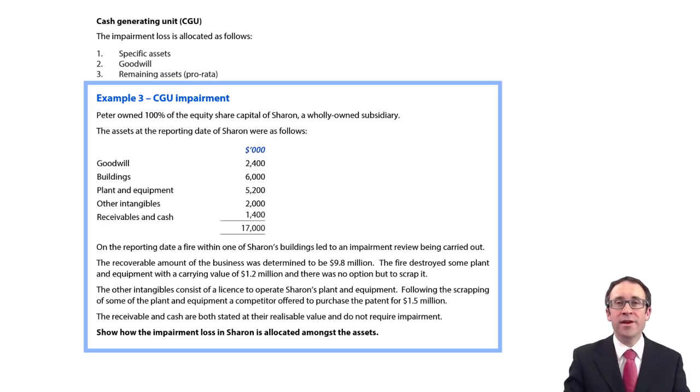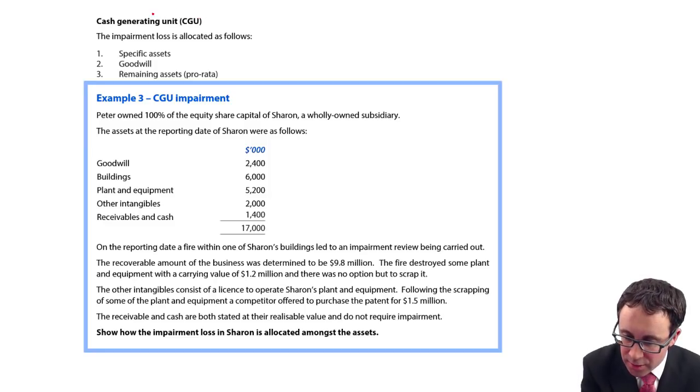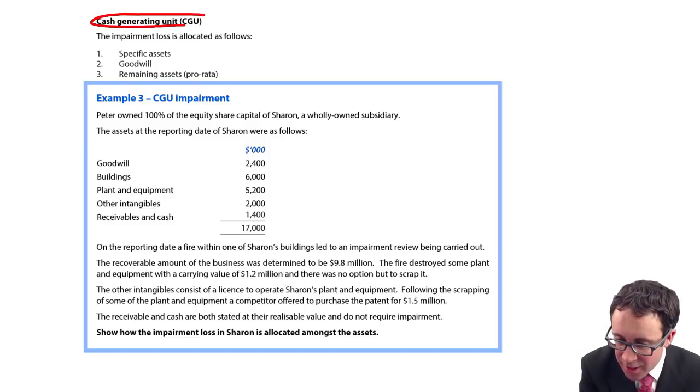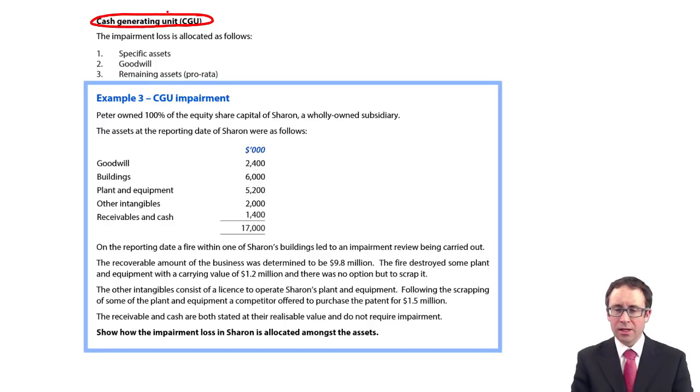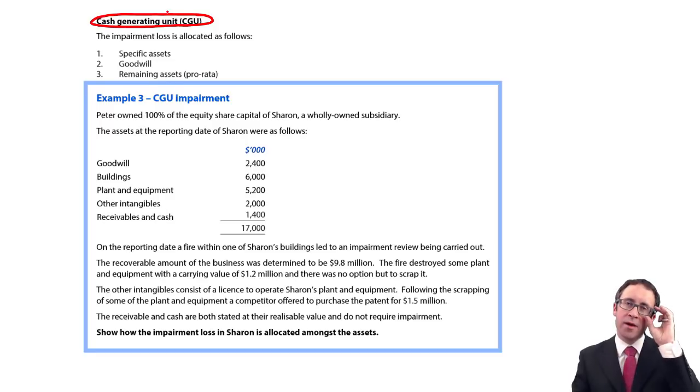Right, let's finish this chapter off by looking at how we record the impairment in a cash generating unit, or a CGU for short. We've looked at the recording of the impairment for a specific asset. So in that last example, we looked at it for an item of property, plant and equipment, didn't we? Now we're looking at a cash generating unit.